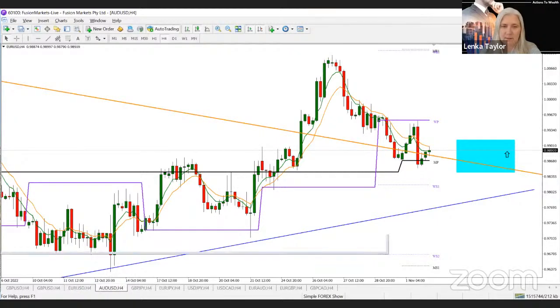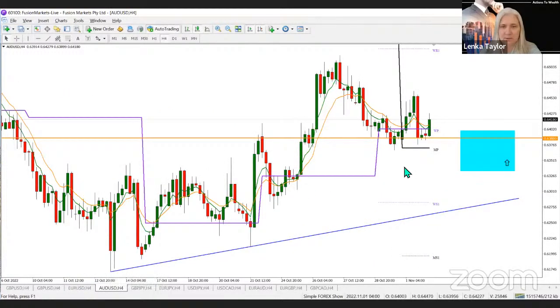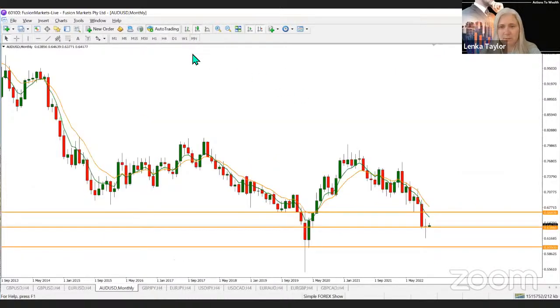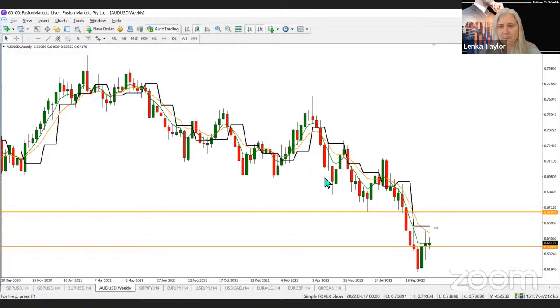Next currency pair I'm looking at is AUD USD. And here again, looking at long opportunities. So here on the monthly, we are in the middle of that range. At the moment there's indecision, so I'm looking to see if it's going to continue in the upward direction, back to the top of that range, at least for now.